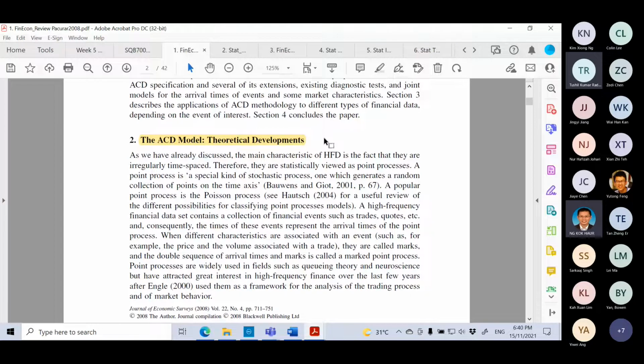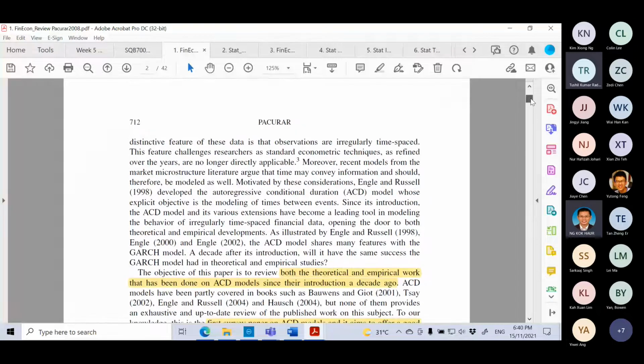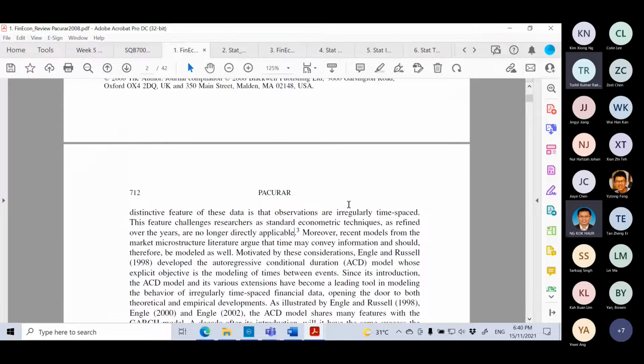Section 2 mentions the theoretical development. Section 3 talks about the diagnostics, and after that the applications. Then finally they give you a conclusion. But in today's work, we only concentrate on the literature review.